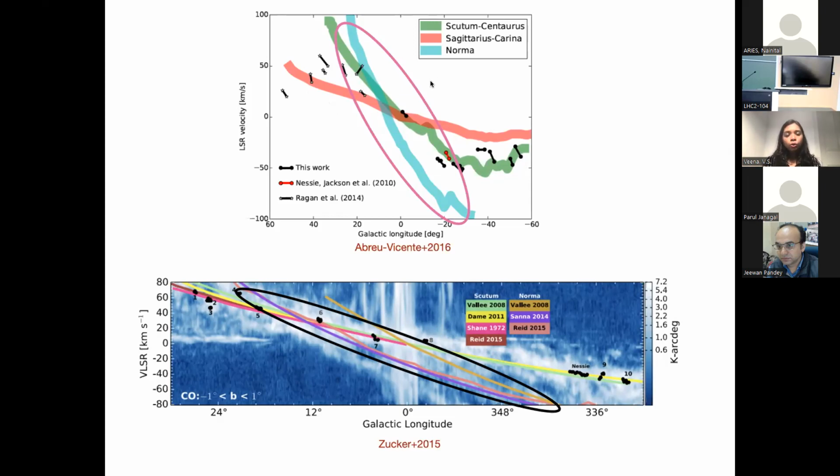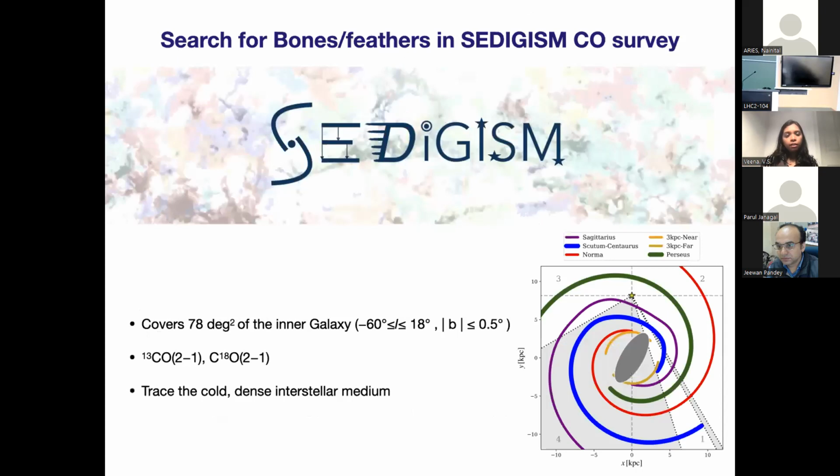So in order to identify the filaments in the Norma arm, definitely we cannot go for infrared emission, because there will be strong contamination from the foreground, which will mask all these infrared extinction features. And if we look at the submillimeter, molecular line data, we need sensitive surveys to probe the weak emission from these faraway clouds. So with this idea in mind, we have searched for possible bones or feathers in the SEDIGISM CO survey. It's a recent survey taken using the APEX 12-meter telescope in Chile.